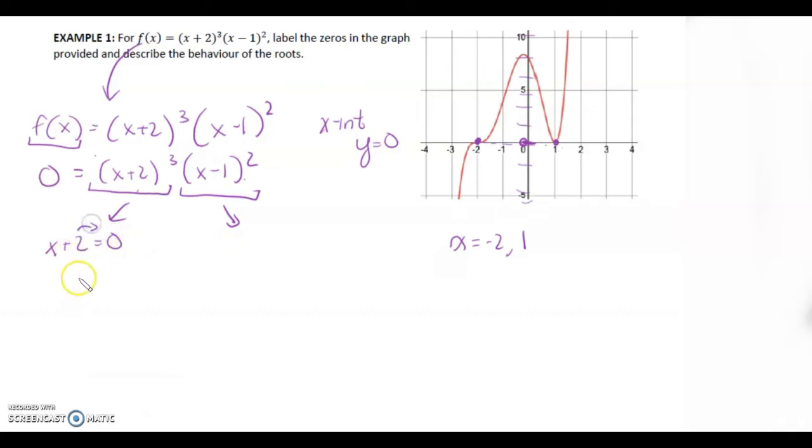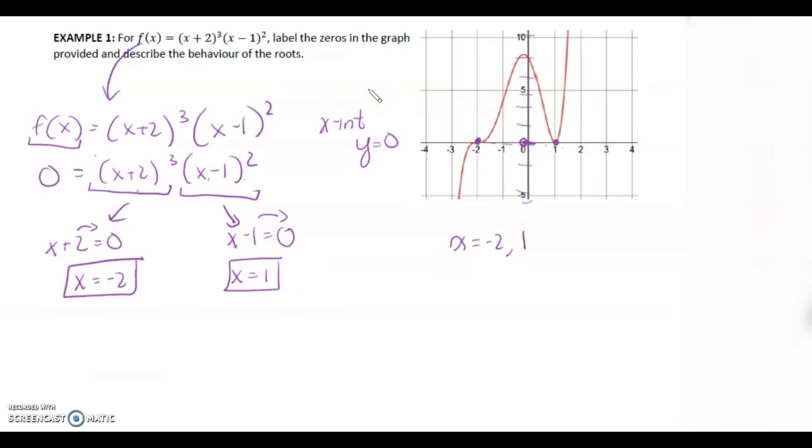And then we can just bring that over when x equals negative 2. Well, there's our 1 x-intercept. This is just algebraically. Now, when does x minus 1 equal 0? Well, bring that over when x equals 1. Okay, we saw this a while ago with quadratics, but it's back.